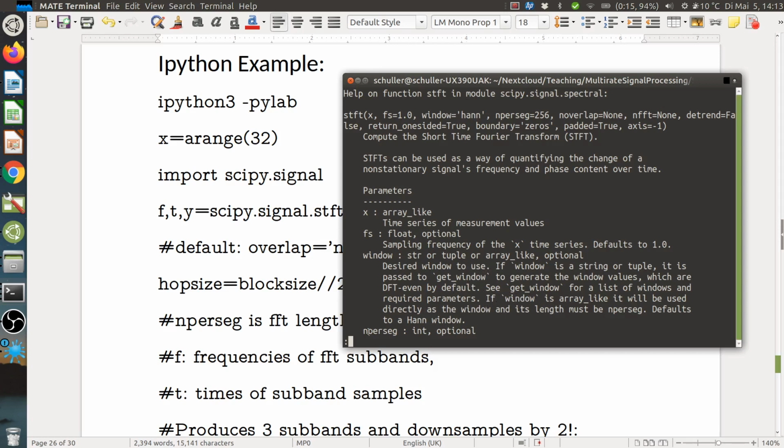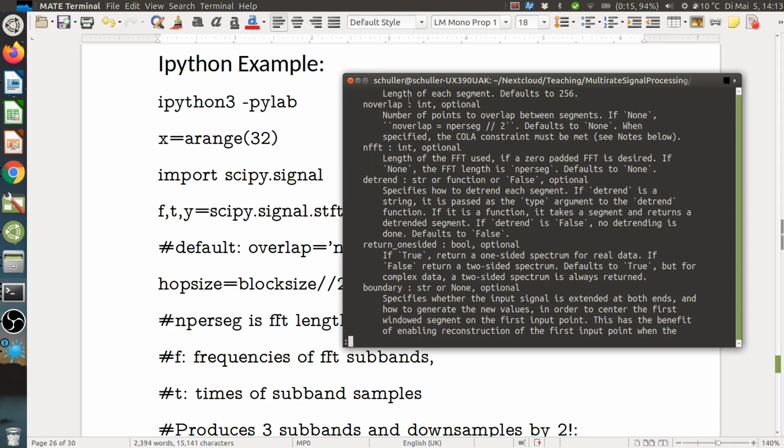Right, n per sec is an integer, and it's the length of each segment. So this is the length of the DFT, and by default it's 256. And n overlap is what we call the capital M. This is the hop size, and by default it's half the DFT length. So it means we have an overlap of 50% of the DFT blocks. NFFT here is the length of the FFT used, and by default it's n per sec.